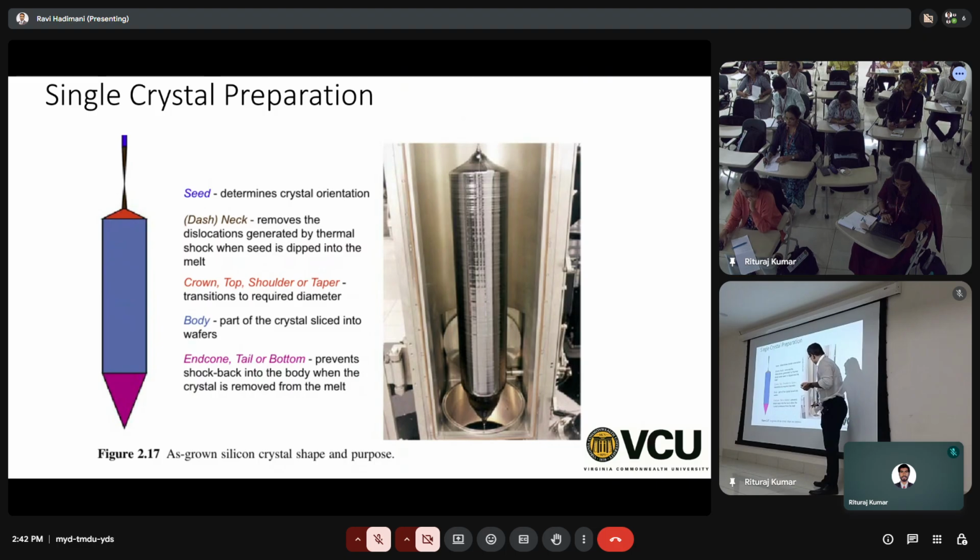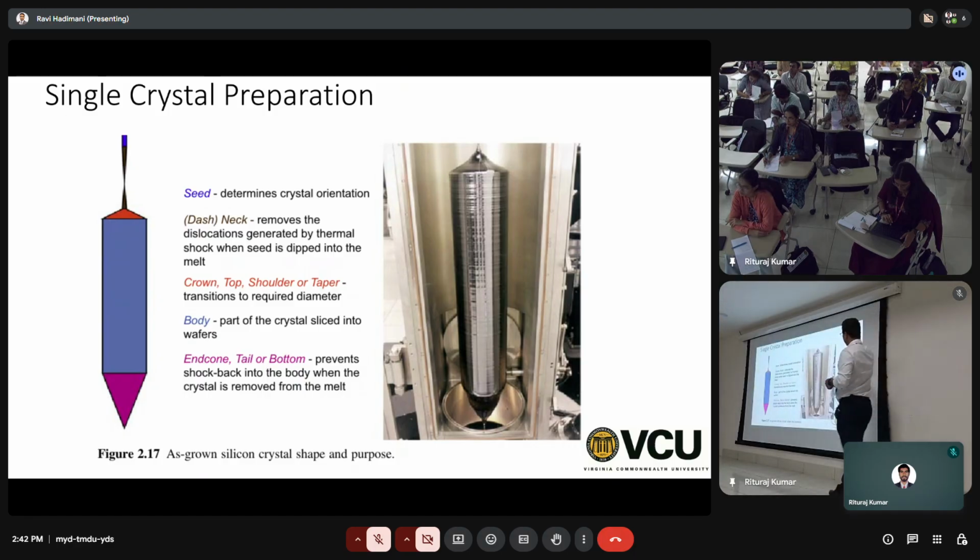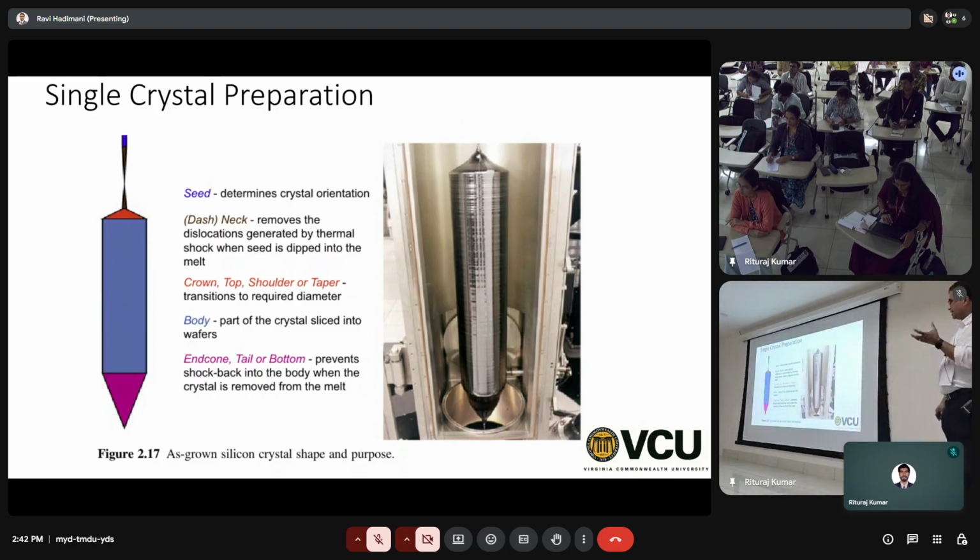Usually in the middle you have perfect crystal. Sometimes you can have at the edges some misalignments, or you might get one or two grains instead of one single crystal. So this is how the single crystal silicon is grown.